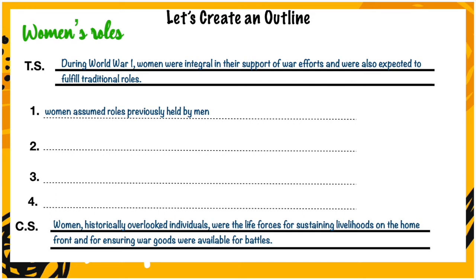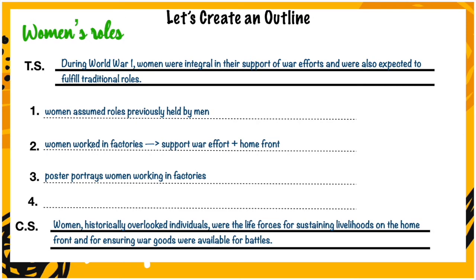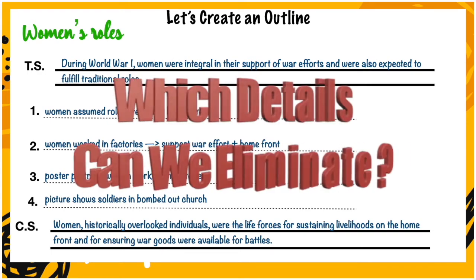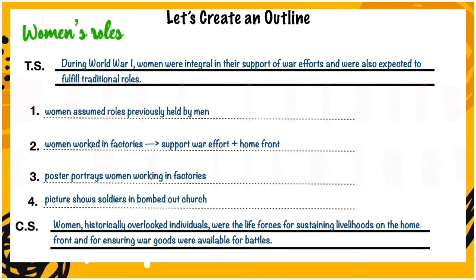Women assumed roles previously held by men. Women worked in factories, and as a result, they supported the war effort and supported the home front. Poster portrays women working in factories. Picture shows soldiers in bombed out church. So now, which information is irrelevant to this paragraph? Which information can I eliminate? The picture that shows soldiers in bombed out church, right? So it doesn't fit in this paragraph. Maybe if a paragraph was talking about the mass destruction that was caused during World War I, that detail would work, but it doesn't fit here. Okay, so we would have to eliminate that.